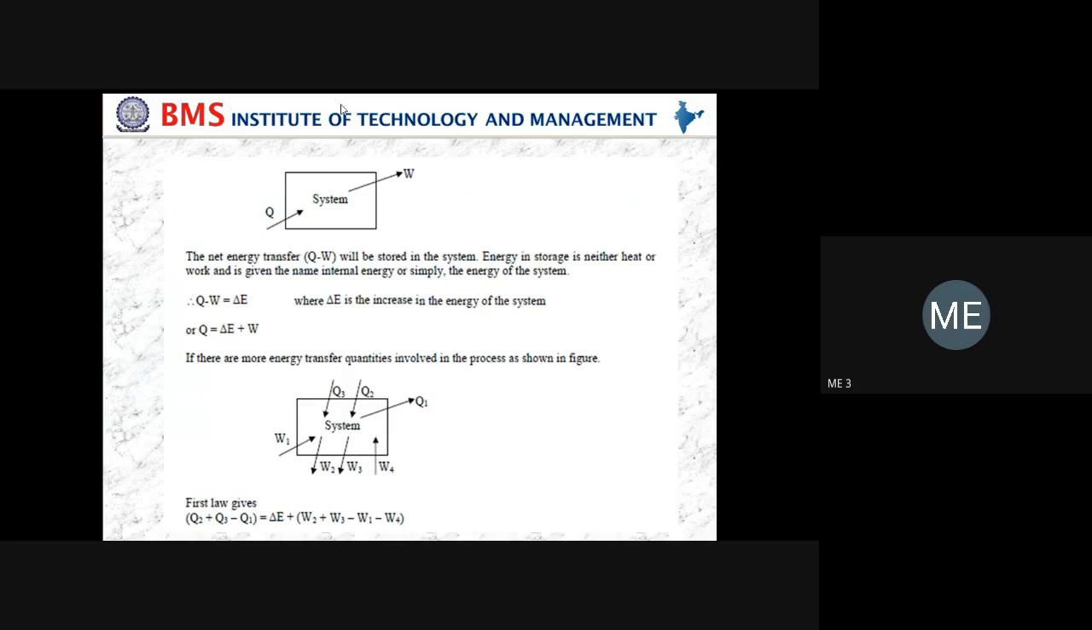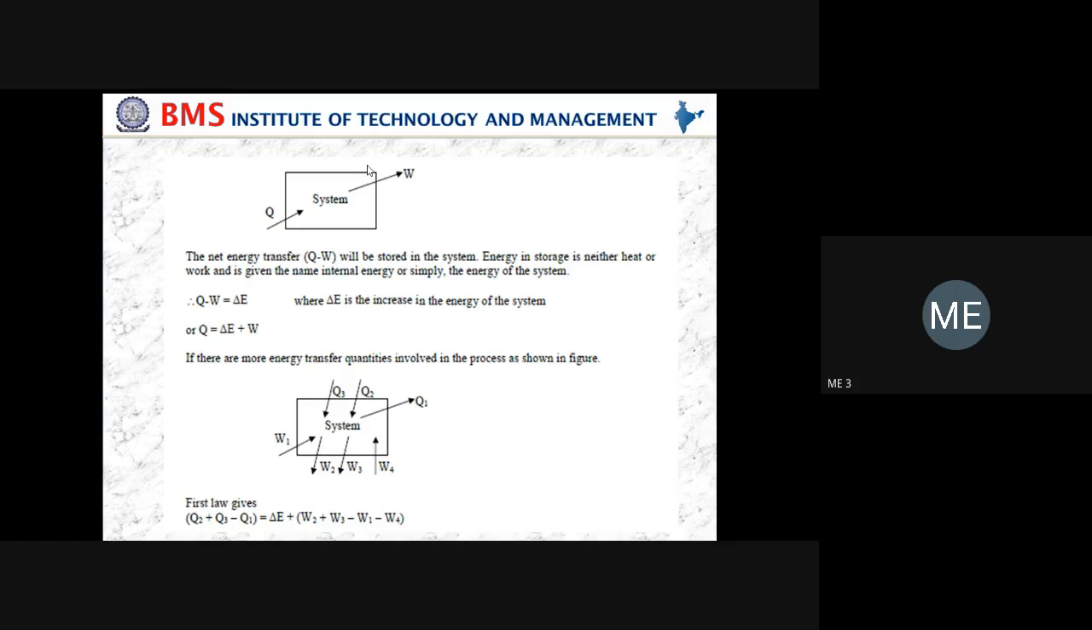As you see in the diagram, Q, the heat transfer, is taken into the system, and W, the work transfer, is from the system. According to the first law of thermodynamics, Q equals W for a cycle. If we express the net energy transfer, we can write it as Q minus W, that is the net work transfer. Whatever the net energy accumulated in the system is a form of energy, but it is neither heat energy nor work energy.